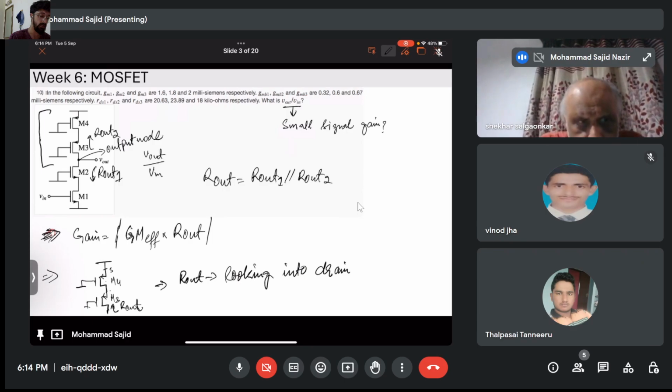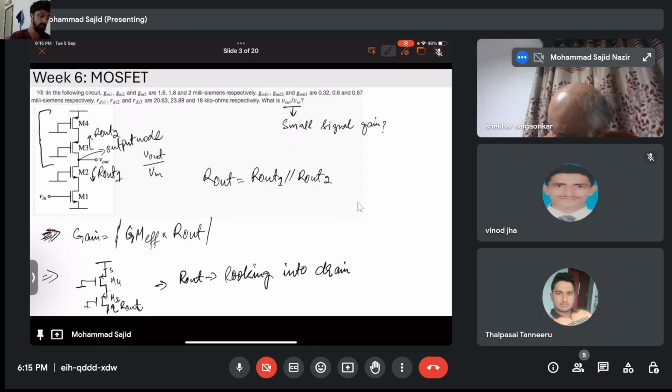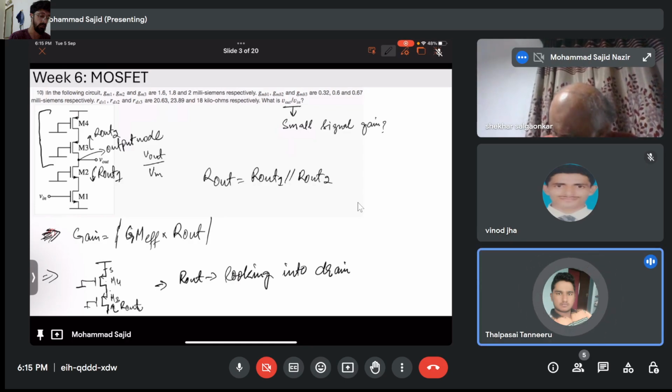Can you just write it in the chat? No, sir. Previously you said through GM and R out, through Razavi manner, you will explain. Is this method in Razavi? Yes, sir. First we'll find out R out and multiply with the GM. As you said in the previous case, could you repeat again for this problem also, sir?